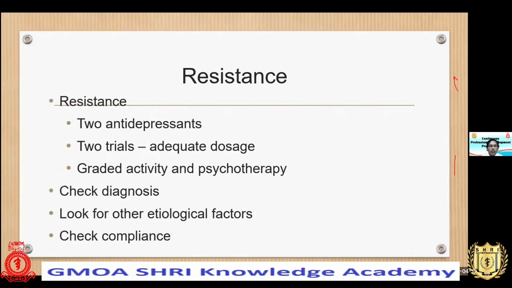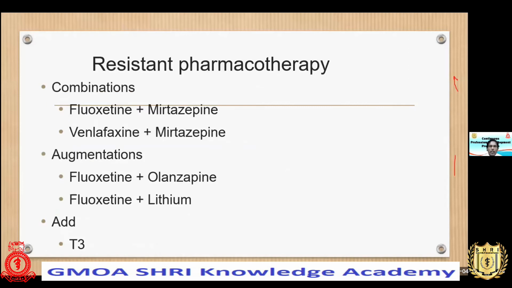Treatment resistant: if we treat with two antidepressants at adequate doses and with other psychotherapy like cognitive behavioral therapy, and it is not improving, then we call it treatment resistant depression. And then we check again whether the diagnosis is correct or not, look for other etiological and maintaining factors, and check the drug compliance, the medication compliance. Sometimes we diagnose resistance, but the people haven't taken their medication.